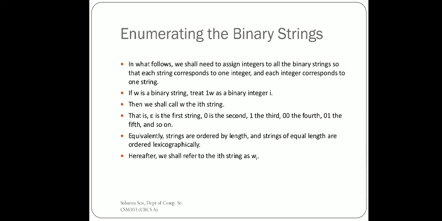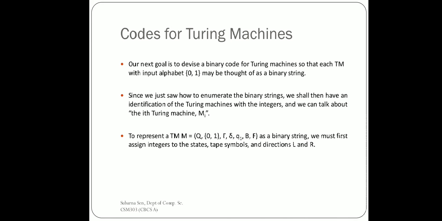So let us directly move to the codes for Turing machines. This is more important. Say we have one Turing machine M, where the states form a set, say capital Q. Then the input alphabets will obviously be 0 and 1. The tape alphabets, transition function, starting state, blank symbol and final states are all the same as we use to represent a Turing machine, right? So we will see how it works.